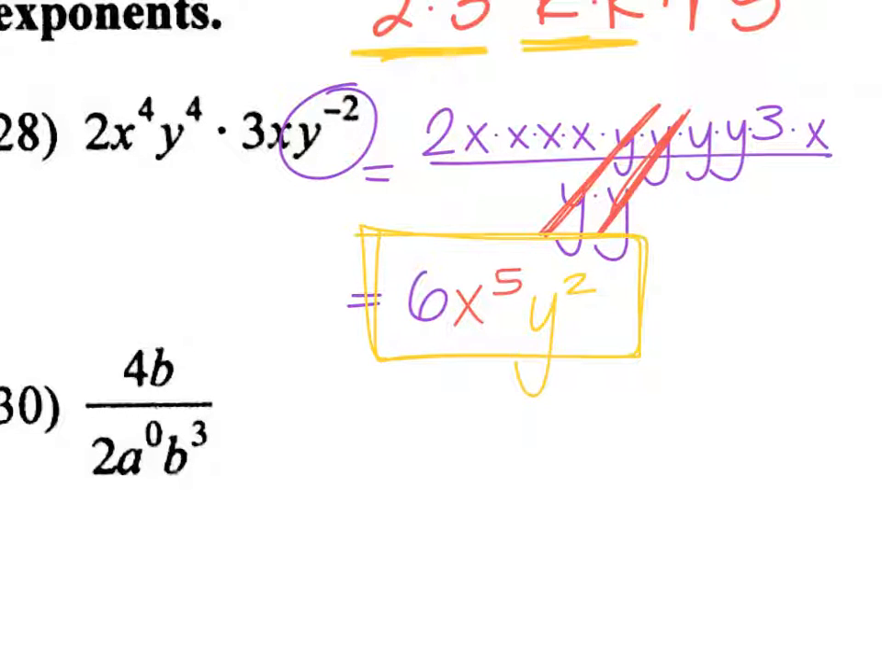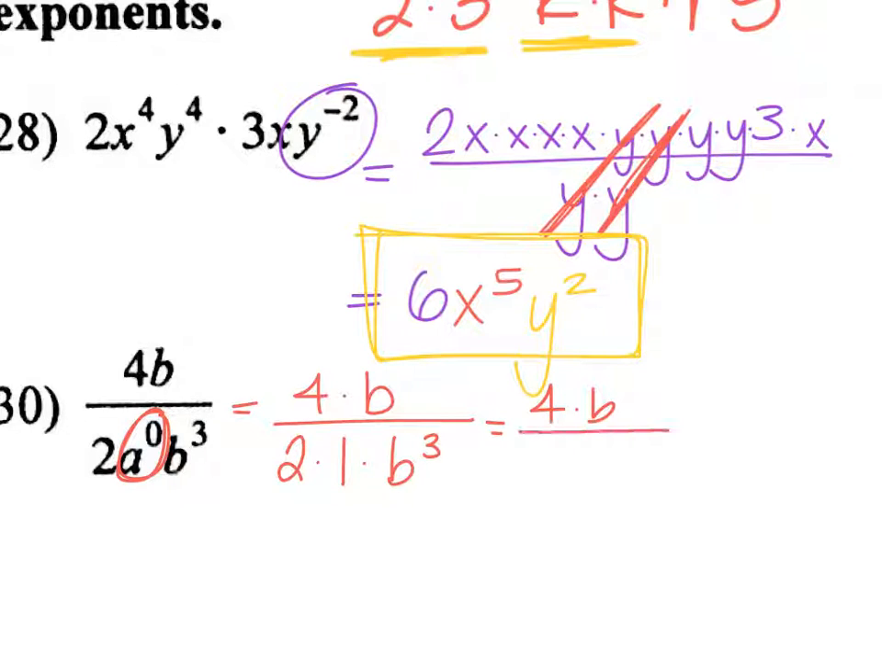On question 30, the only thing that should stand out to you as being a little strange is this a to the 0, which is just a 1. So I've got 4 times b over 2 times 1 times b to the 3rd. And I'll even spread that out again. 4 times b, 2 times 1 times b times b times b. I've got a pair of b's that cancel.